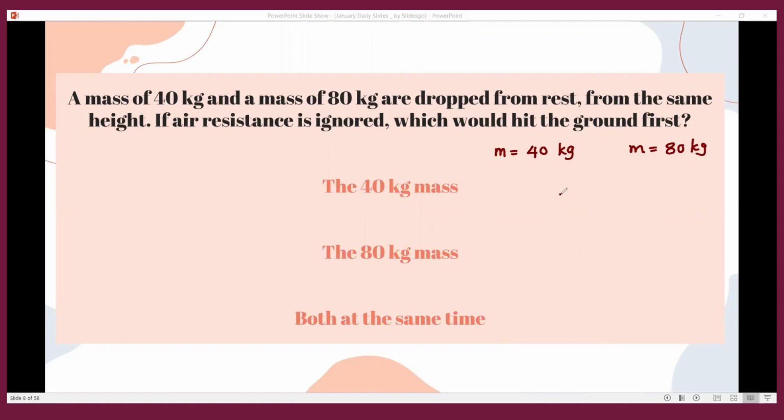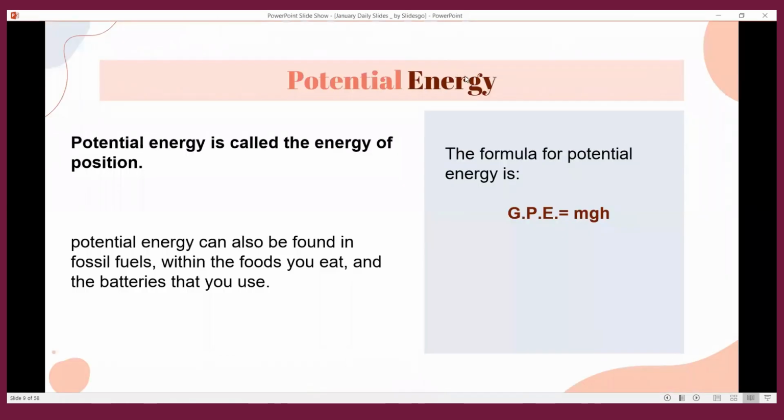This is really easy. We know that the kinetic energy is proportional to the mass. So the greater the mass, the greater the kinetic energy. The object with 80 kilogram mass is going to have the greater kinetic energy.